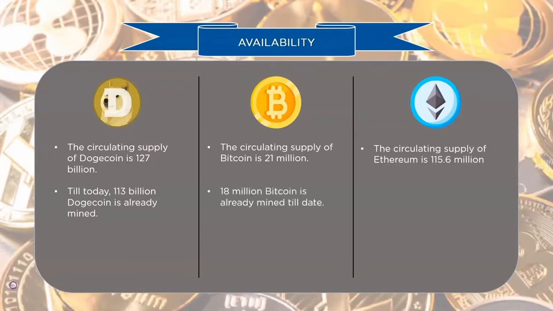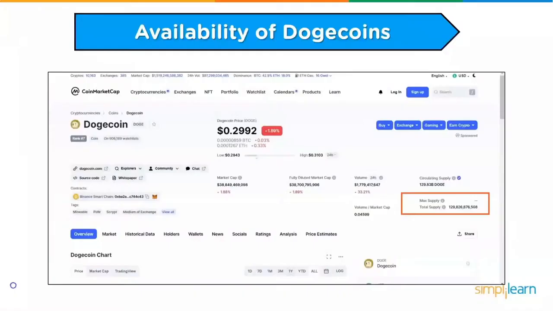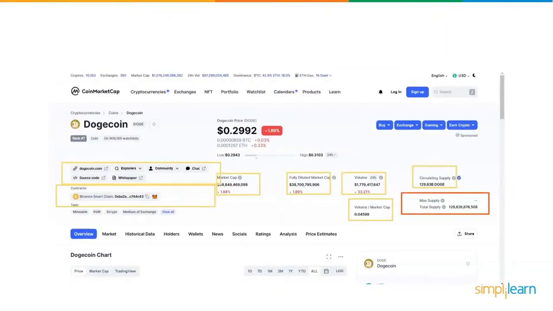For Bitcoin, 18 million Bitcoins are already mined. And for Ethereum, roughly 36 million Ethereum has already been mined. In this graph, you can see the red box on the right side of the graph shows the maximum supply of Dogecoin. On the extreme left, you can see first the options that you can use according to your requirements. Like if you want to know about Dogecoin, you can go for the first option, that is www.dogecoin.com, which will lead you to the official website of Dogecoin.